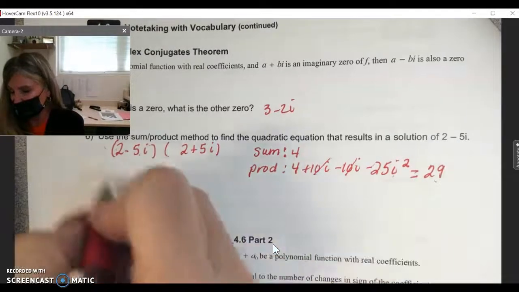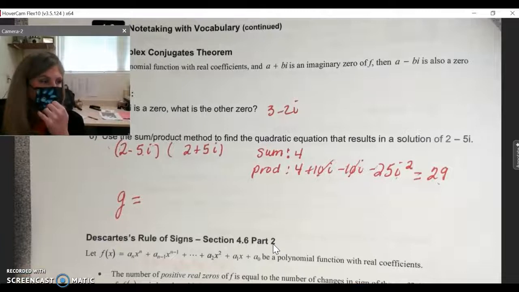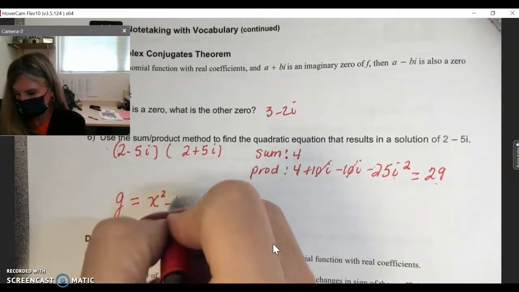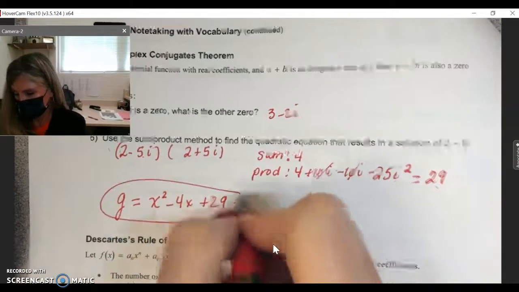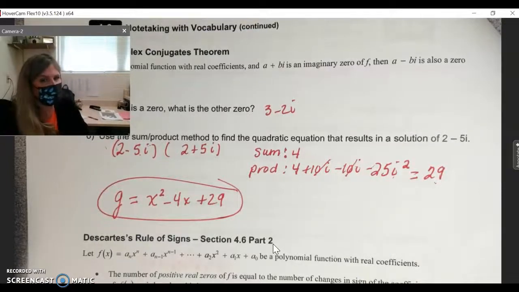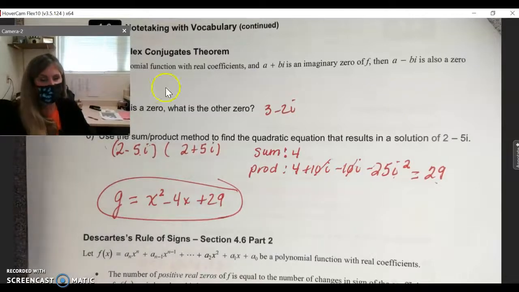So can somebody tell me the equation? We'll call it G. What's the equation going to be then? Awesome. Okay? And so that's going to be the equation that's going to have those values for its solutions. Make sense? All right. So we're going to stop there.